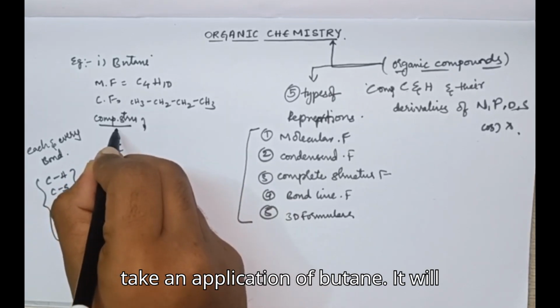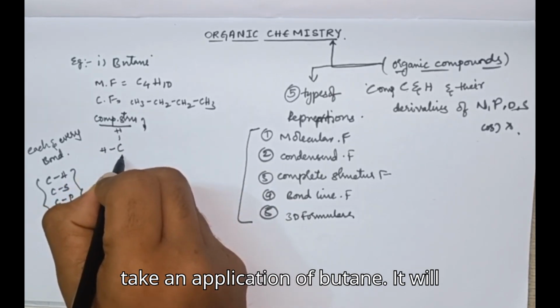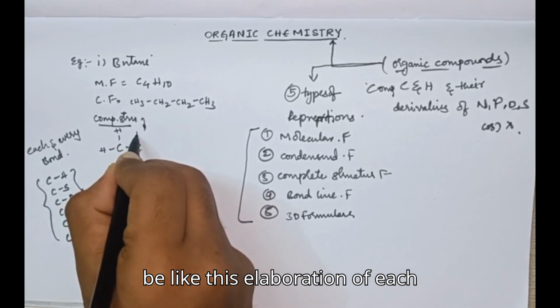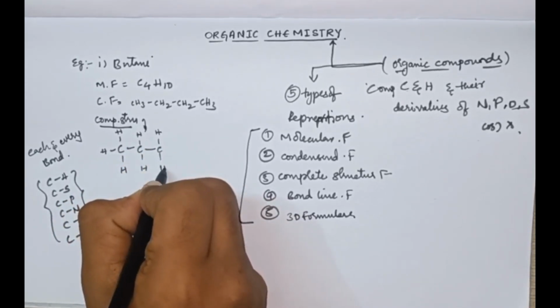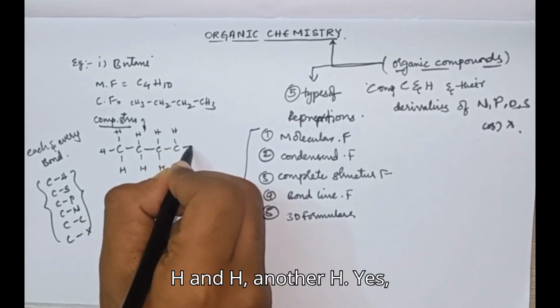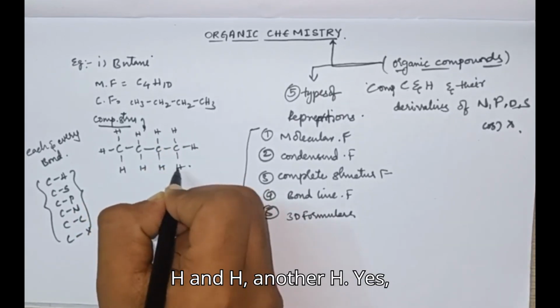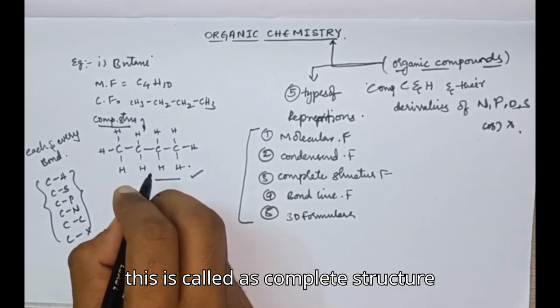So let's take an application of butane. It will be like this, with elaboration of each and every single bond, as I've told you. H and H, another H. Yes, this is called the complete structure formula.